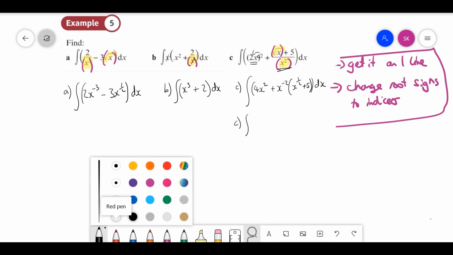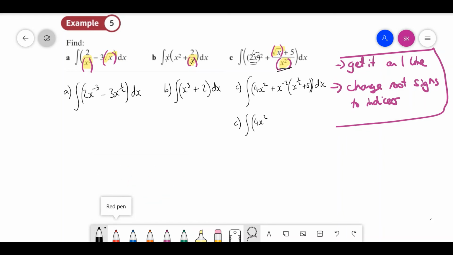So that's going to be 4x squared. Negative 2 plus a half is plus x to the negative 3 over 2. And we've got the plus 5x to the negative 2 with respect to x. So now that I've got all of these onto one line, and I've changed all the root signs to indices, now I'm in a place where I can actually integrate these expressions.